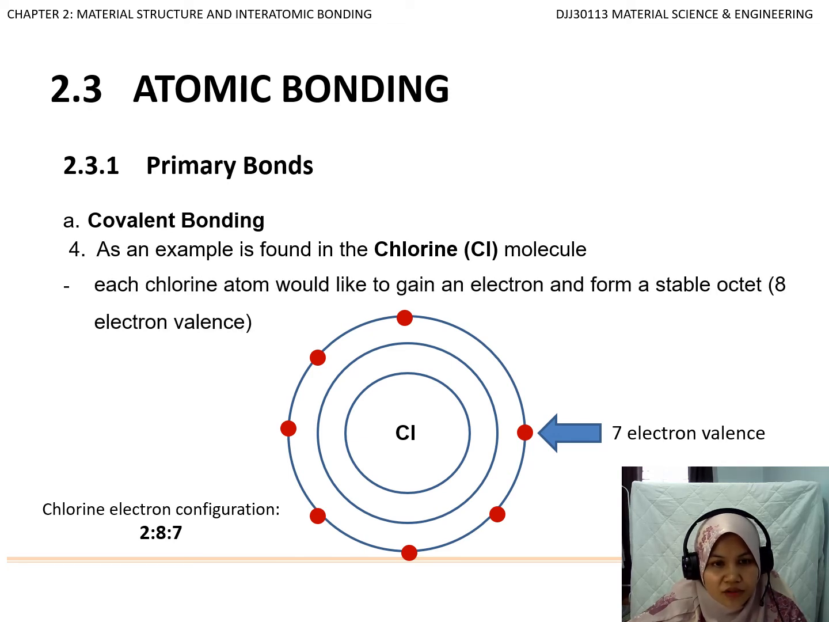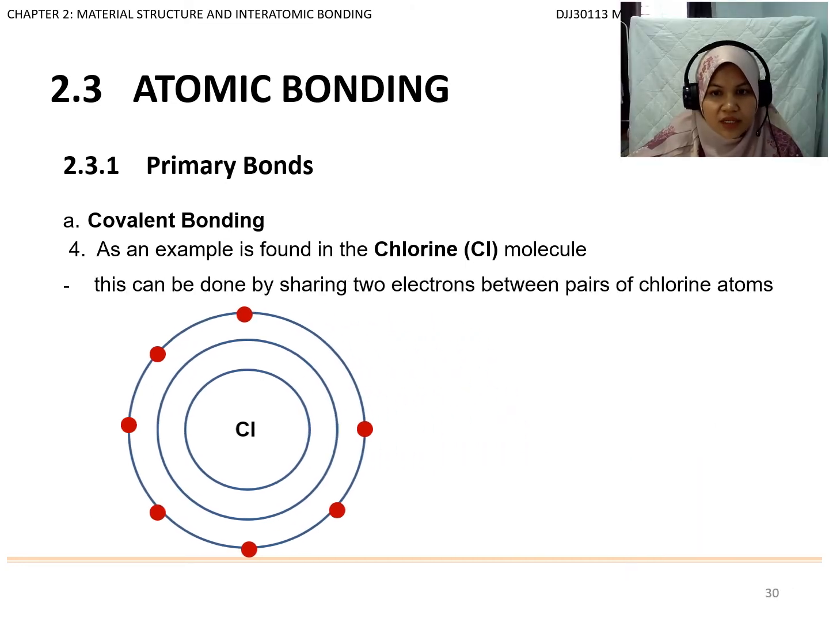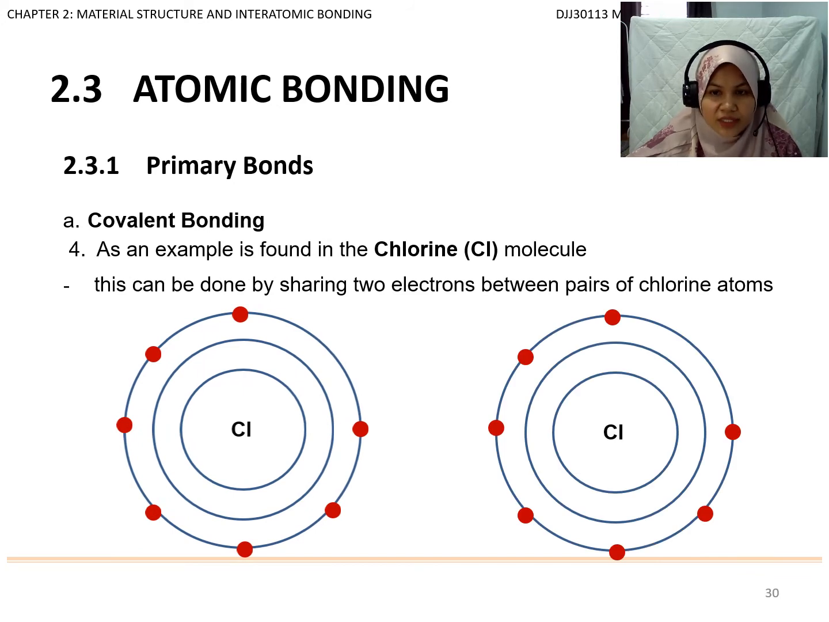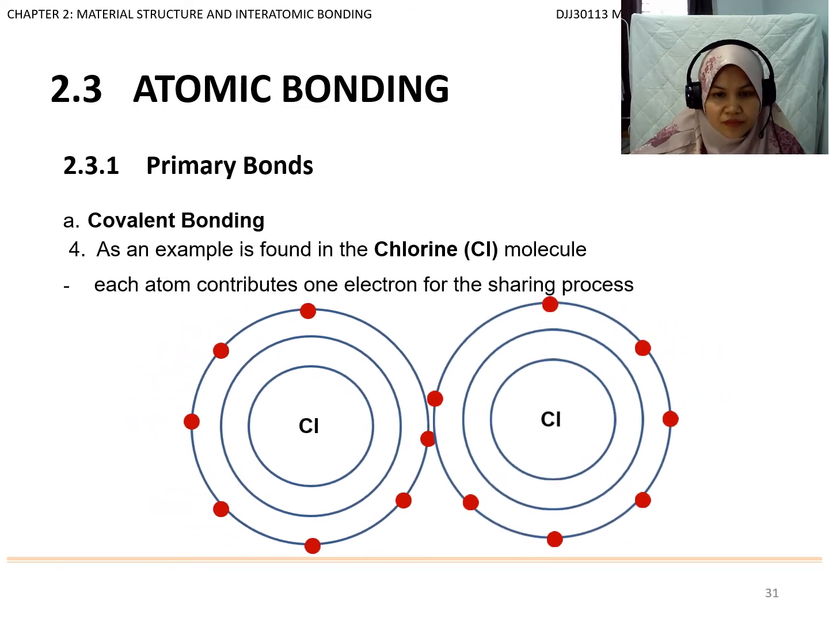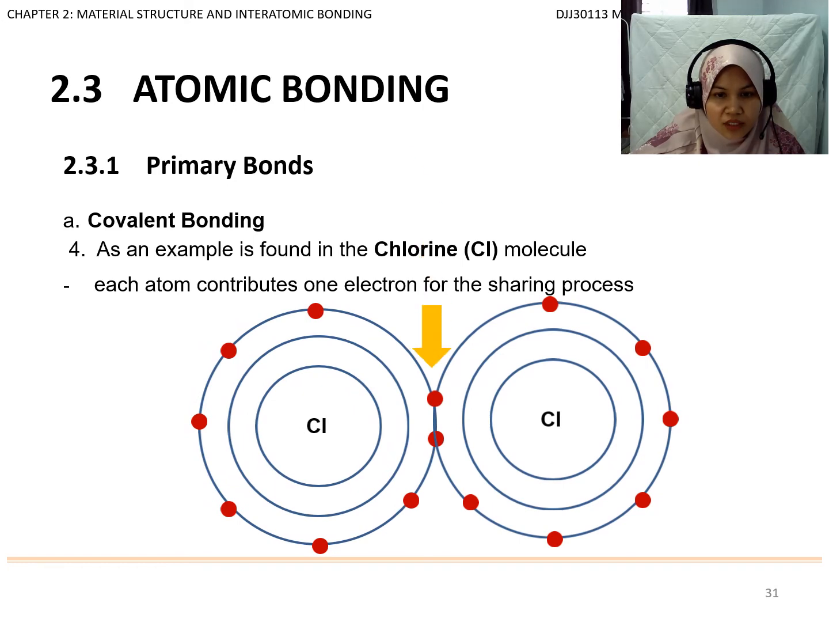As each chlorine atom would like to gain an electron and form a stable octet. So, chlorine nak tambah lagi satu elektron. So, macam mana dia buat? Dia berkongsi elektron dengan satu lagi chlorine atoms. Okay. Tu macam ni, dia berkongsi elektron kat sini.